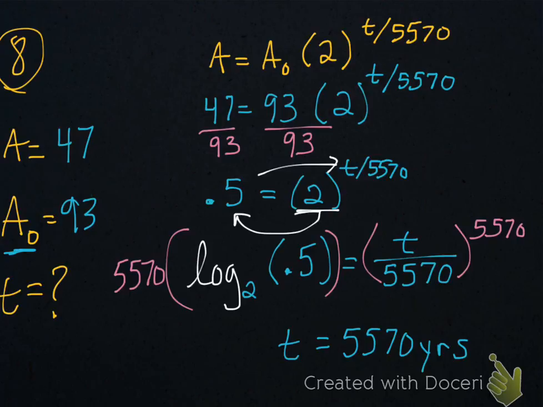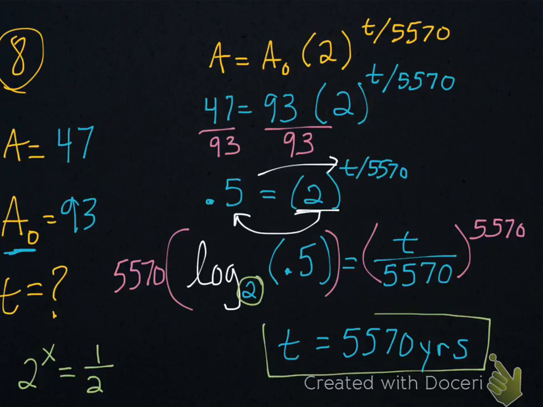Now how do we get that? Well, here's a fun fact. The base is 2 and the argument is 1/2. So 2 to what power equals 1/2? Well, that's just negative 1. So when we multiply, we end up with the exact same thing.